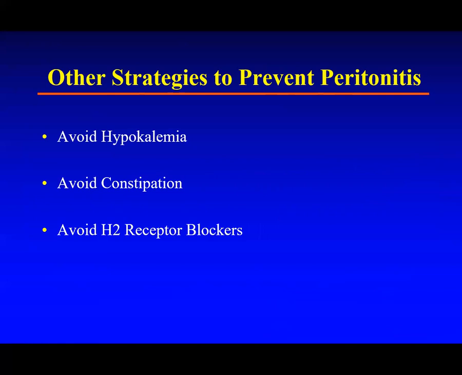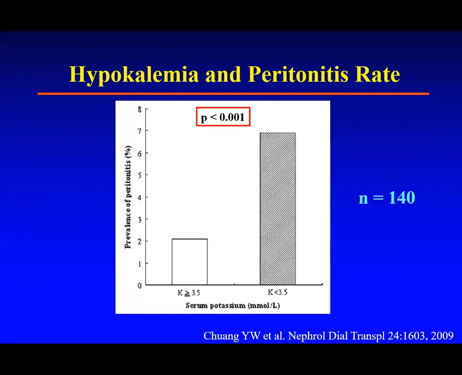Other strategies to prevent peritonitis: avoidance of hypokalemia, avoidance of constipation, and avoidance of H2 receptor blockers. And I'll show you a little bit of data. This is data from Hong Kong looking at the prevalence of peritonitis in patients with a potassium of 3.5 or better, and in patients with a lower serum potassium. And you can see that there's about a 3.5-fold likelihood of peritonitis in the patients with hypokalemia.